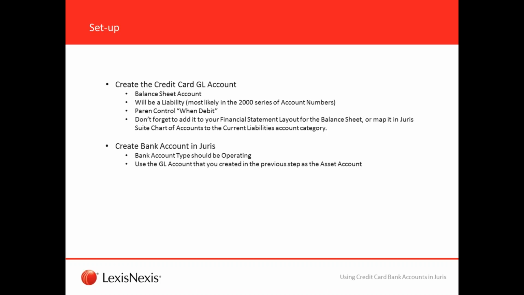The parent control is going to be when debit, because normally this is going to have a credit balance in it, so it gets paid. And then you don't want to forget to add it to your financial statement layout for the balance sheet if you do your financial statements through Core Juris or through the Portrait Financial. Or in Juris Suite, you'll need to map it in chart of accounts to the current liabilities account category.